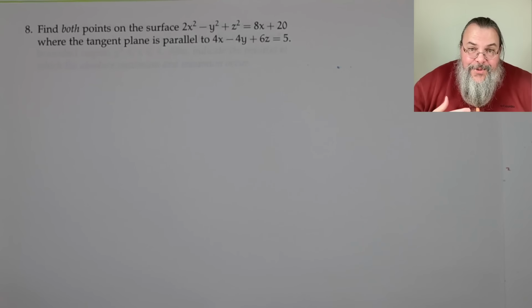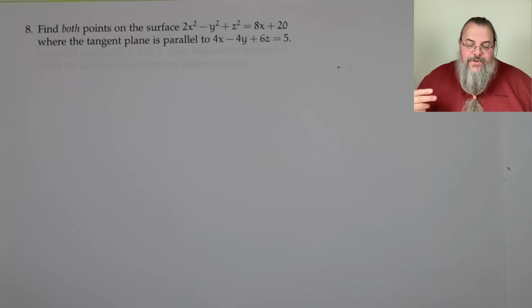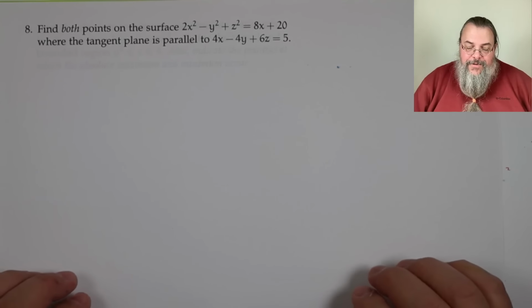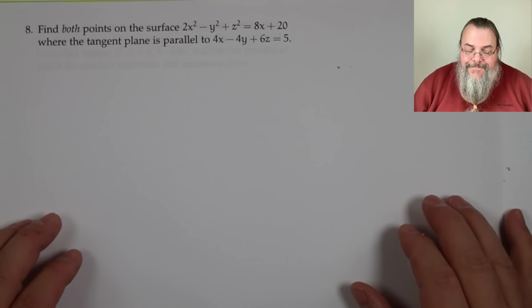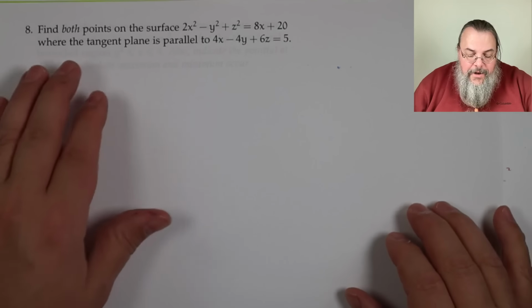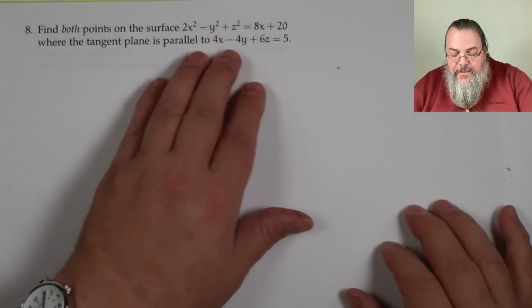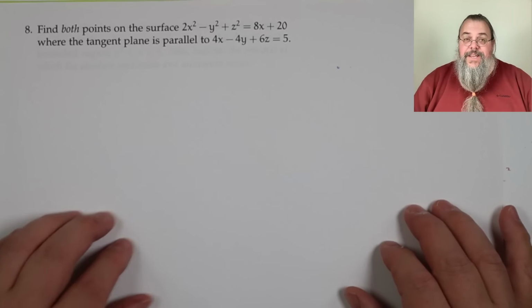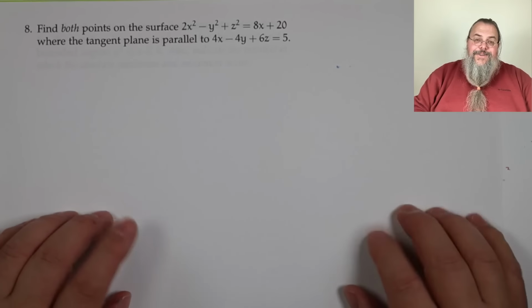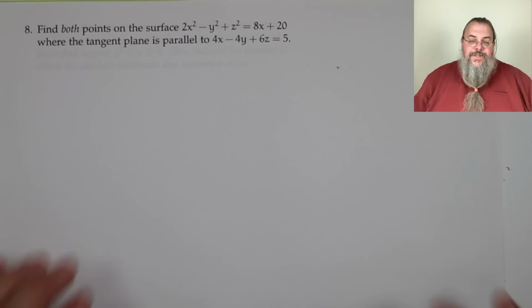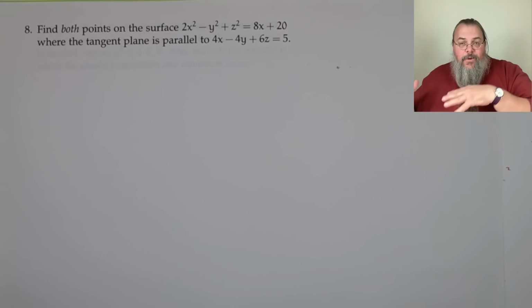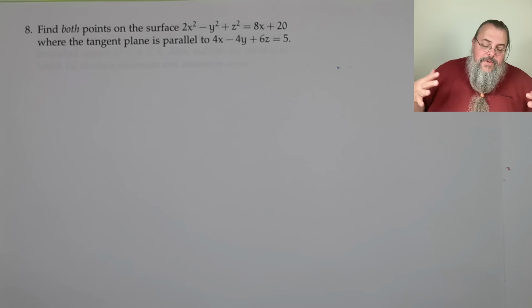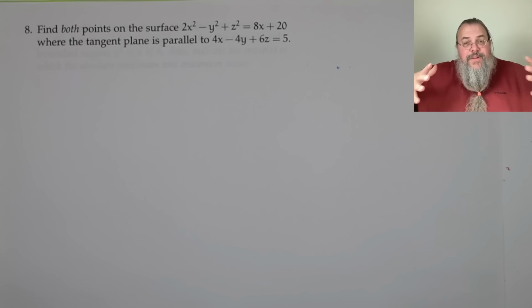Find both. That's implying that there's two points on the surface 2x squared minus y squared plus z squared equals 8x plus 20, where the tangent plane is parallel to 4x minus 4y plus 6z equals 5. Interesting. So we have this surface. Now, it's not a surface of the form z equals f of x, y. It's an implicit surface.